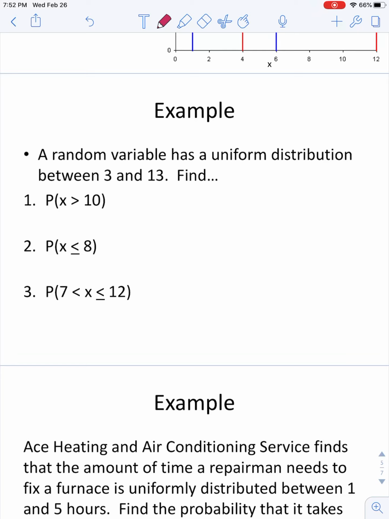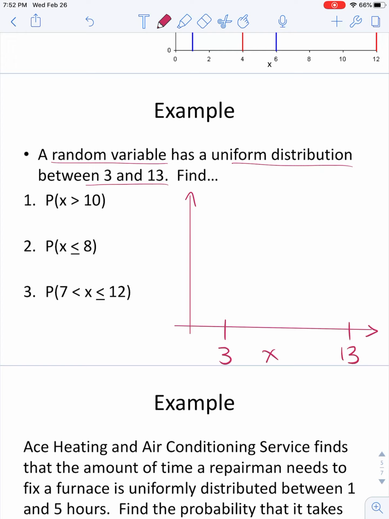A random variable has a uniform distribution between 3 and 13, and they're going to ask us to find these probabilities. So what we're going to do is we're going to draw some axes. You want to draw the shape here. The shape is critical. So we're going to draw the shape. We're going to start off by axes. This is the x-axis, and we know that the random variable has a uniform distribution between 3 and 13. So we know the x-axis is going to go from 3 to 13, and we want to label that.